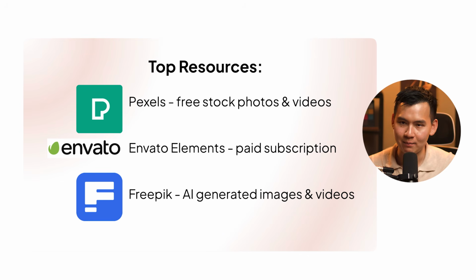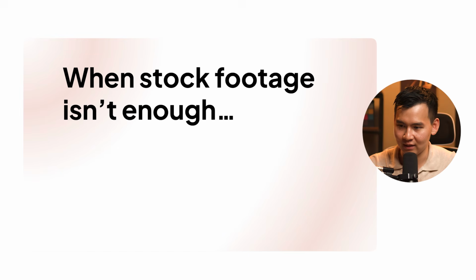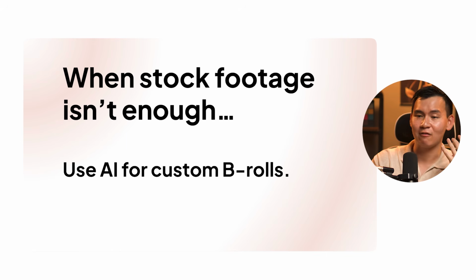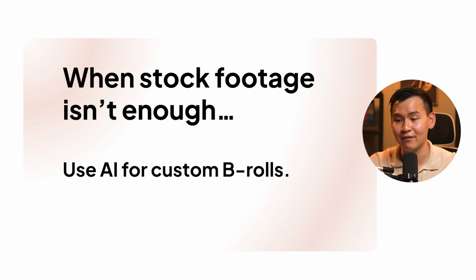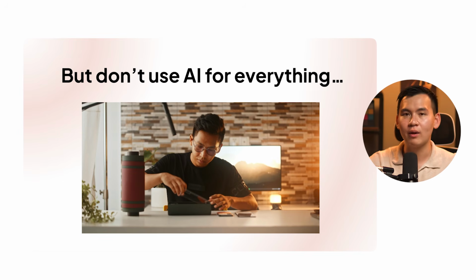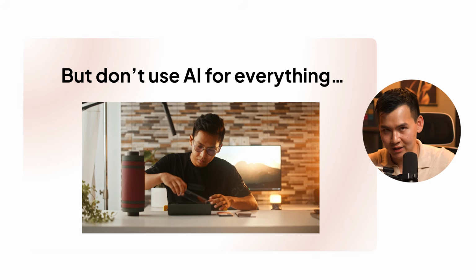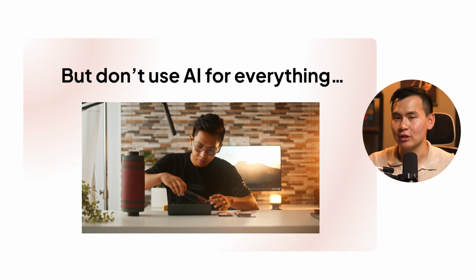So really, these are the 3 places that I will look to in terms of creating these graphics. And when stock footage isn't enough, it's really easy nowadays to use AI for custom B-rolls, right? But you don't want to use AI for literally every single graphic. There are some things that AI just hasn't caught up to yet and isn't good enough yet. For example, replacing you on video. A lot of people have tried replacing themselves on video. In 6 months, that's going to become really good, and it's going to be able to replace you on video, and it's something that you won't even notice.